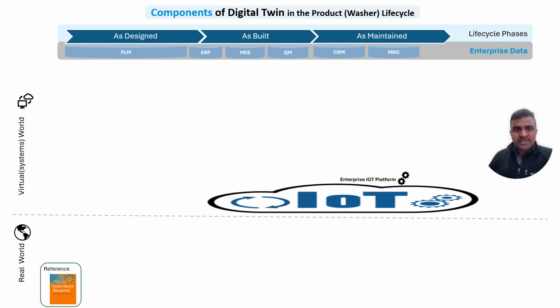I thought a smart washing machine would be a better product to illustrate digital twin components. Here I have listed the usual life cycle stages as designed, as built, as maintained, the phases, and all the engineering systems, most of the key OEMs. From the beginning, I wanted to differentiate the real world components and then the virtual world components, system-based ones. And the IoT platform, Internet of Things platform, enterprise-based one, where most of the elements of digital twins are located in the enterprise IoT platform.